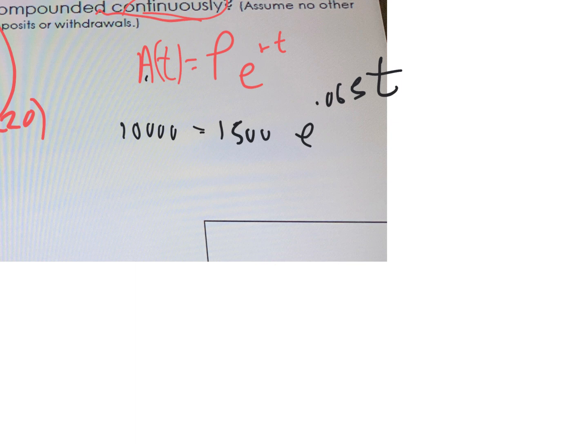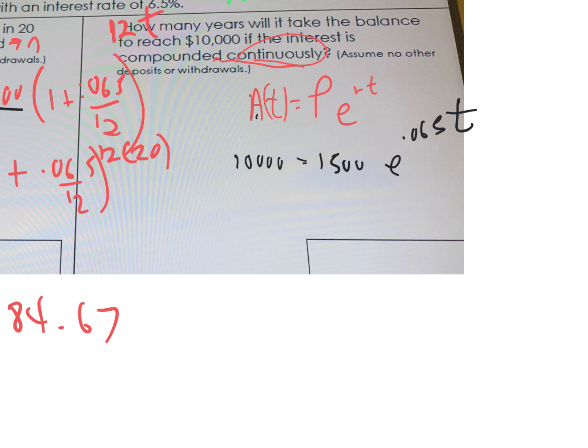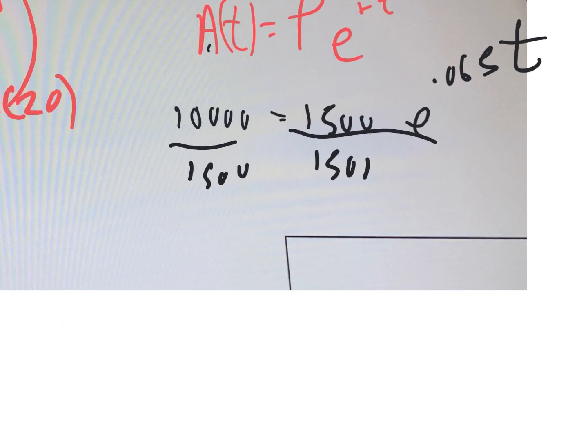Do you think this problem's any different than the last one we did? What number do I get rid of first? Divide both sides by 1,500. Good job, Obed. 10,000 divided by 1,500. I know these two zeros go away. 100 over 15 reduces to 20 over 3. So 20 over 3 equals E raised to the 0.065t.